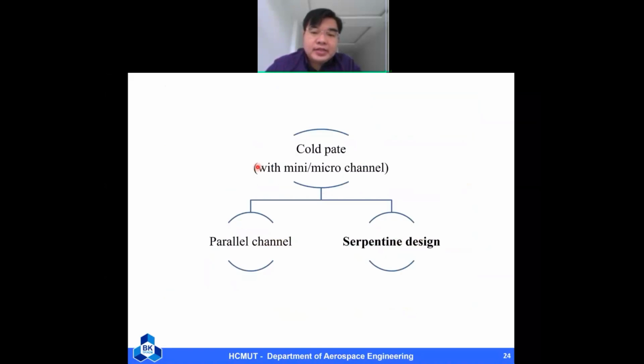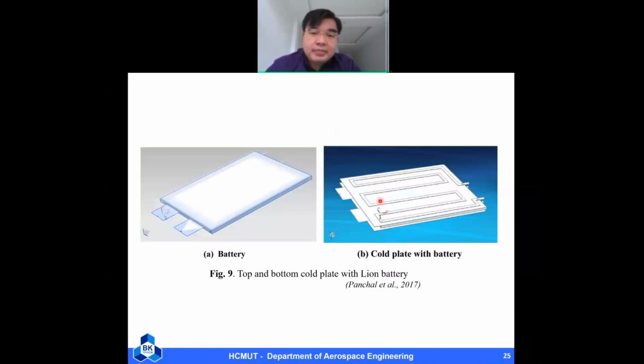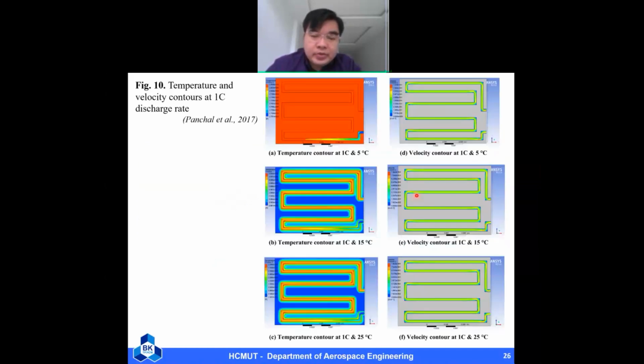And the serpentine design is a very new technique, because instead of using many parallel channels, they will use a channel with many shapes, for example, the U shape like this. And you see, you just use simulation, very simple to have the full result. And we have a pre-design to know which one is better.